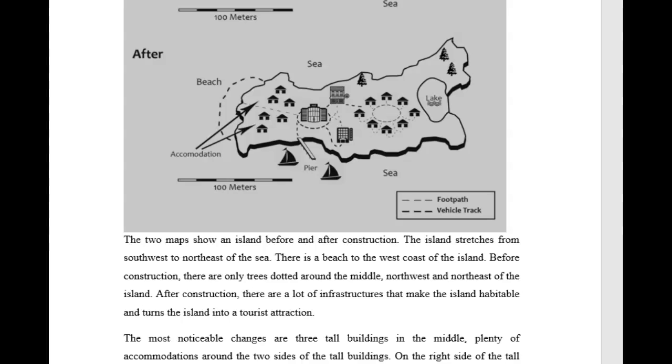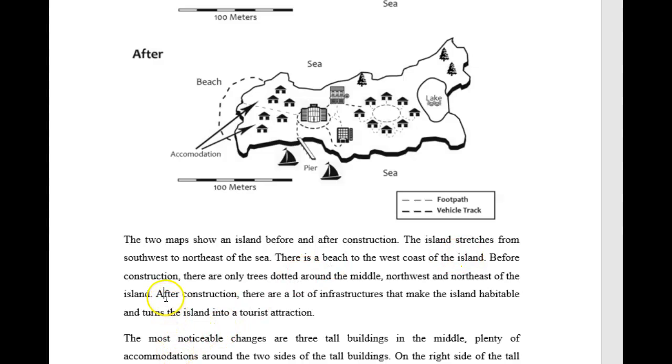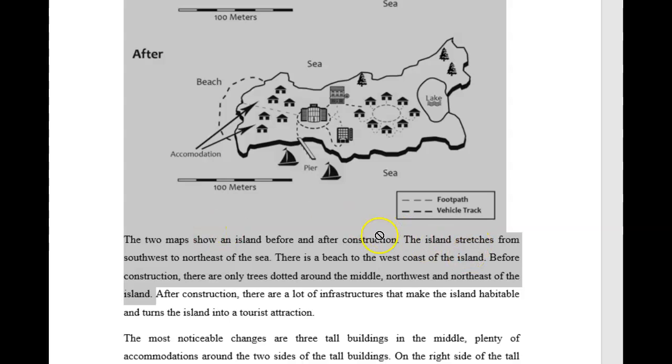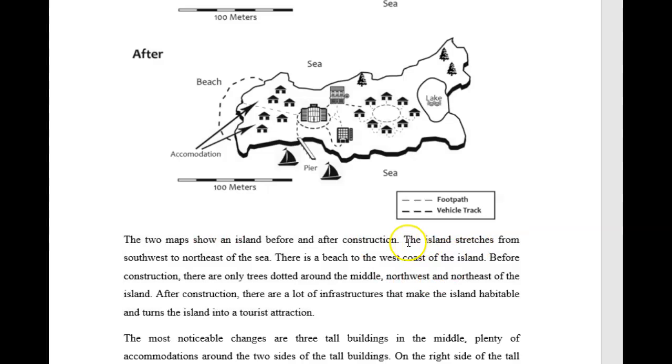So what could be an overview for this? Well, this could be an overview. But that means that you have to get rid of all of this because it's inappropriately organized. So what am I suggesting? I'm suggesting keep your introduction and then it would read like this. The two maps show an island before and after construction. After construction, there is a lot of infrastructure that makes the island habitable and turns the island into a tourist attraction. That would have been okay.